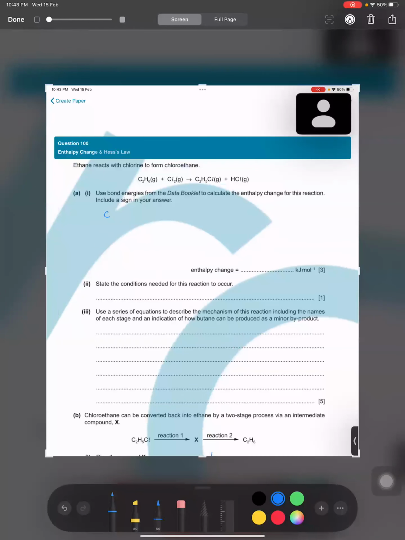तो ओवर हियर द फॉर्मूला इज लाइक दिस ऑफ इथेन, right. We have 6 bonds of carbon and hydrogen, 1 2 3 4 5 6 bonds and 1 carbon to carbon bond, right? And also we have 1 chlorine to chlorine bond. And then on the other hand, just look at over here, we have 5 bonds of carbon and hydrogen, and 1 carbon to carbon bond, 1 carbon to chlorine bond, and 1 hydrogen to chlorine bond.